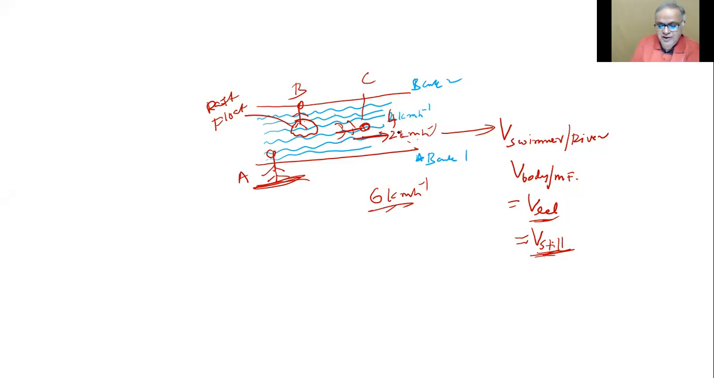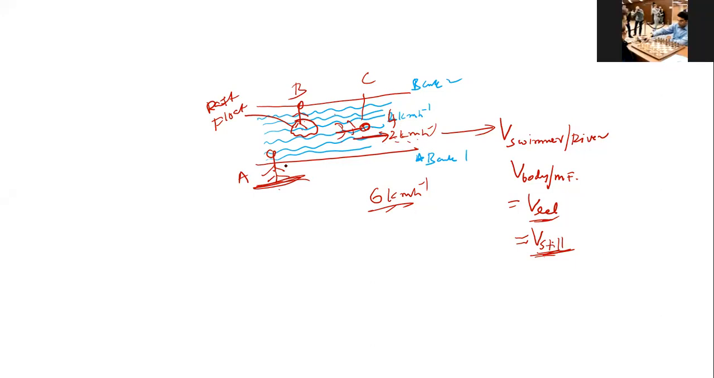Don't say, as many teachers say, see, the river is going with 4, the person is going with 2, the actual velocity, total velocity is 6. Those words I'm not using. Do you follow? Because there's nothing like actual velocity. A is correct that he's going with 6. B is correct that he's going with 2. Both are correct. So there's no actual velocity. Do you follow? Yes, sir.